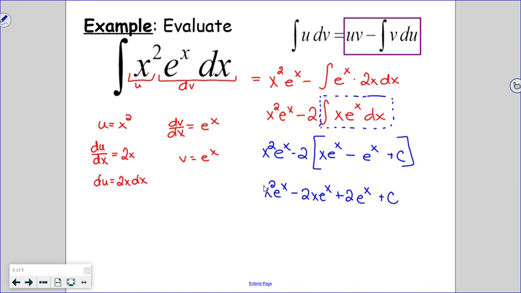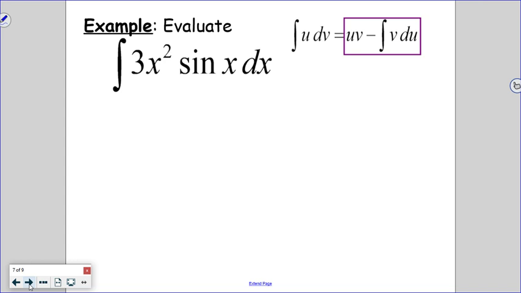And I would leave my answer like that unless I was trying to match it to some multiple choice option in which I would look to maybe take out a GCF of e to the x, but there are no like terms we can combine other than that. Okay, any questions on that? So basically we combined the last problem and this problem together in one because we would have had to do our integration by parts again here like we did on the last page. So let's actually try something like that.